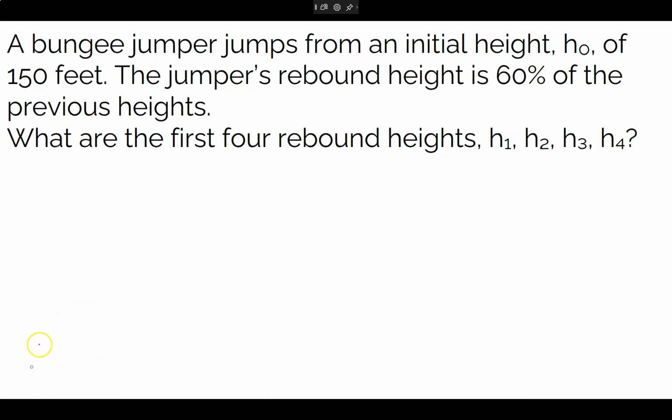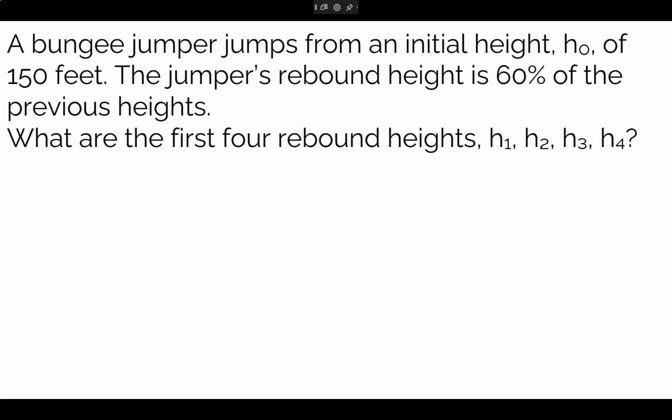So a rebound, for my visual people, is when something bounces, right? But it's not as tall each time. This is showing a bungee jumper jumping off a cliff, and each time he bounces back up, he's 60% of what the previous height was. Does that visual make sense? Okay, so that's what a rebound means. So let's find our first 4 rebounds.